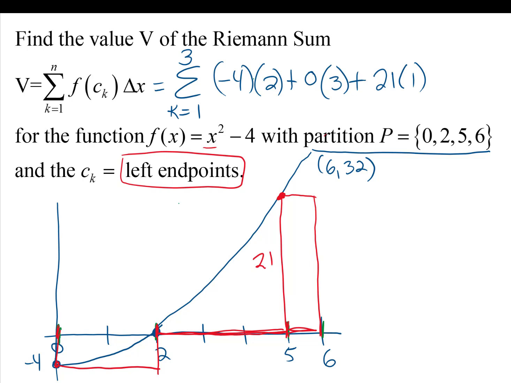So when we sum those up, that one's 0, so we have 21 minus 8, and so that would be 13.